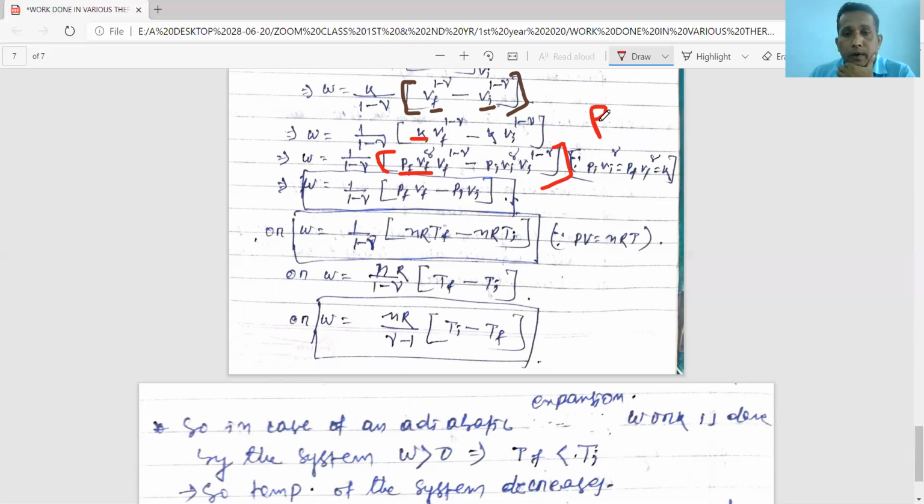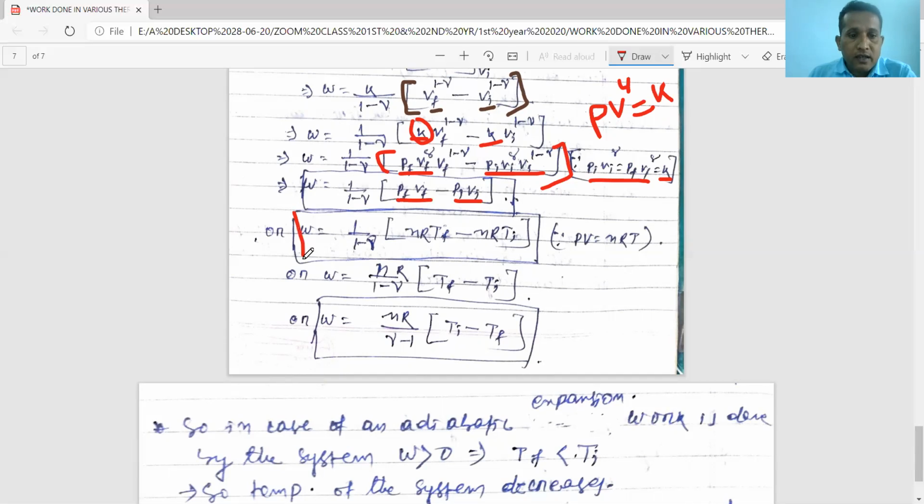As we know, the equation for adiabatic process is PV to the gamma equal to constant, or Pi Vi to the gamma equal to Pf Vf to the gamma equal to K. So in place of K, in the first K we will put Pf Vf to the gamma, and in the second K we will put Pi Vi to the gamma. So on solving, Vf to the gamma and Vf to the 1 minus gamma become Pf Vf, and this becomes Pi Vi. So W equal to 1 by 1 minus gamma into Pf Vf minus Pi Vi.